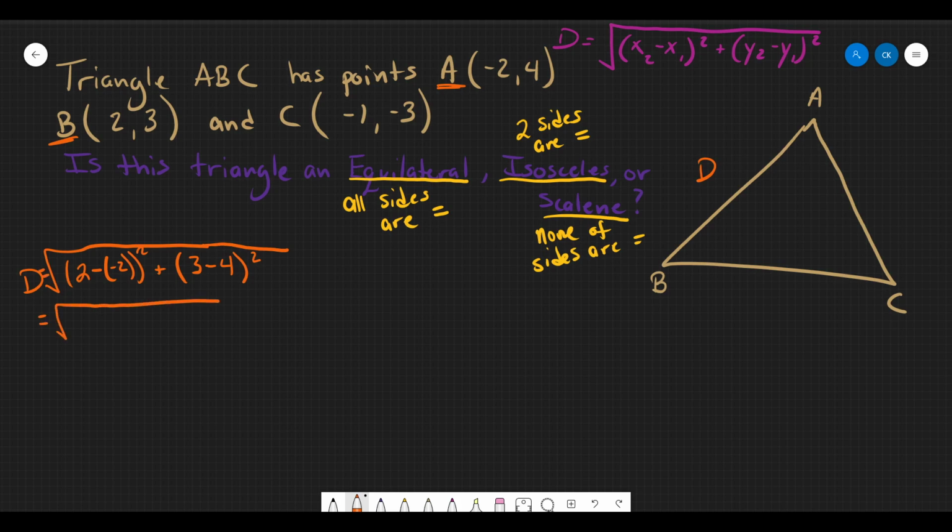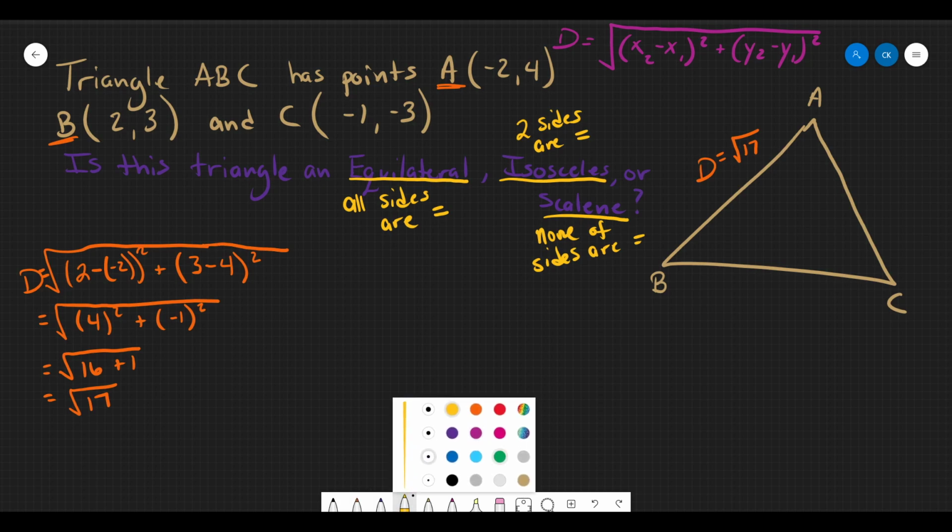So 2 minus negative 2, that's going to be 4. 3 minus 4, that's negative 1. 4 squared is 16. Negative 1 squared is 1. So the distance of AB is equal to the square root of 17. Now, for this one, I don't even have to actually simplify it. If it doesn't tell me to simplify, we can just leave it as whatever the square root is, because really all we're looking for here is whether I have equal sides. So we can just say that the distance of AB is the square root of 17.